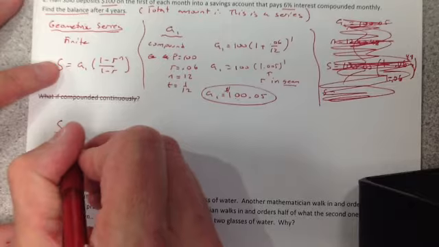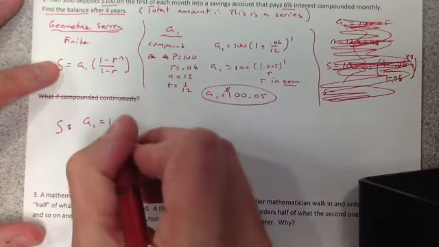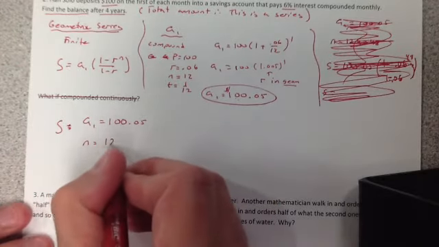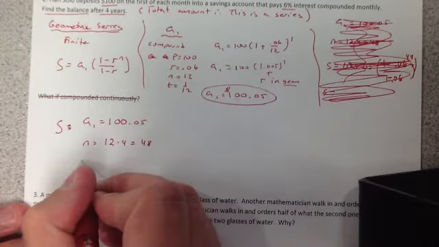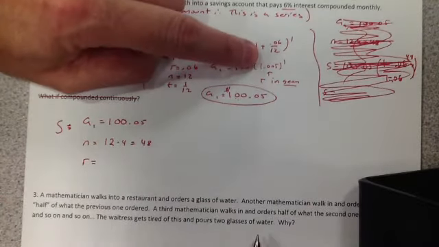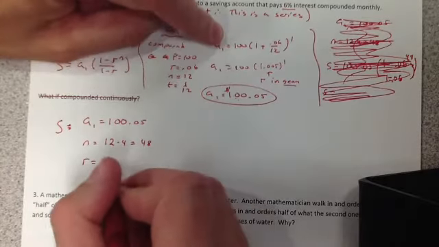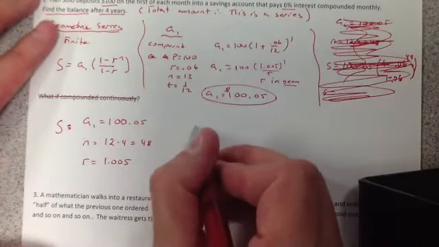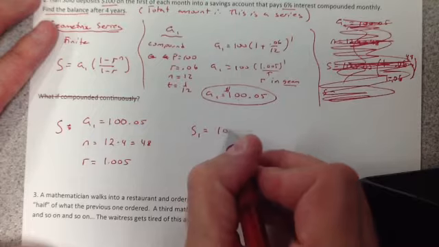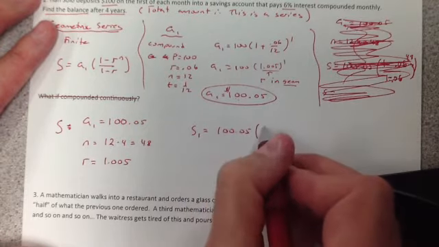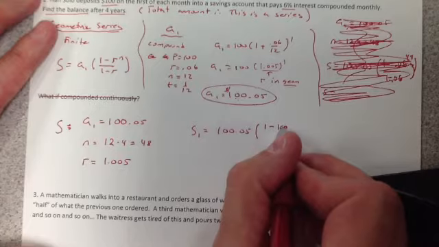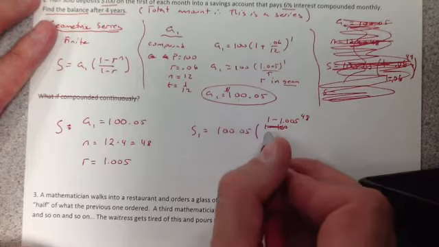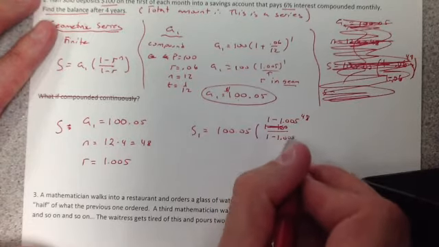Well, what do we need? We need a sub 1, which we got is 100.05. We need n. Now to get n, it's 12 times a year for 4 years, so that's easy, that's 48. And we need r. Well, that's this number right here, this 1.005. That's our r. We got that from our first term because it's a growth rate. So if I plug it all into my formula, we get 100.05 times (1 minus 1.005 to the 48) over (1 minus 1.005).